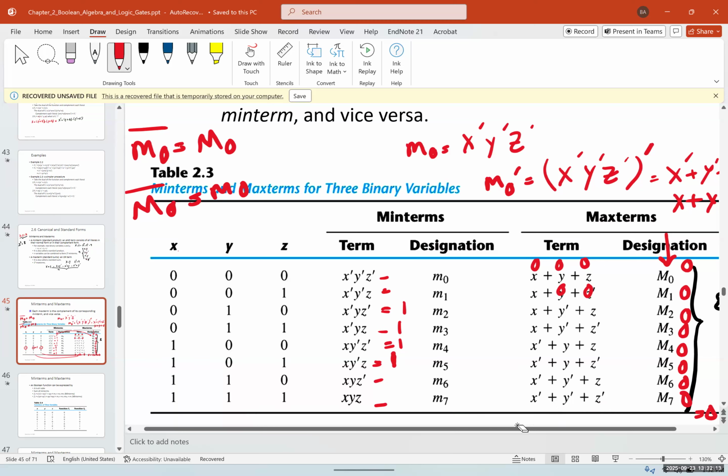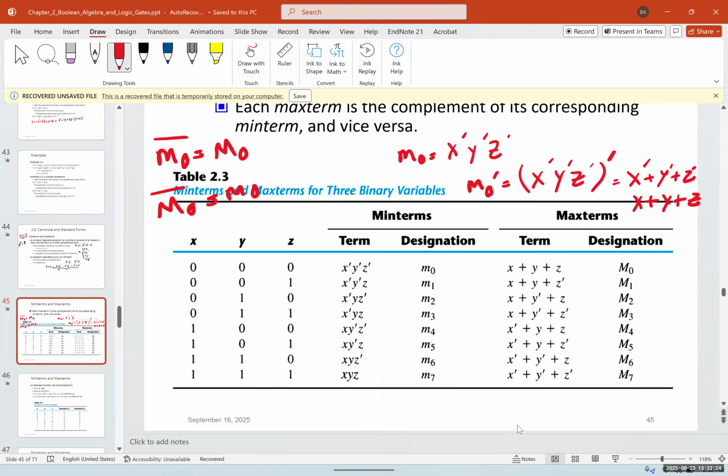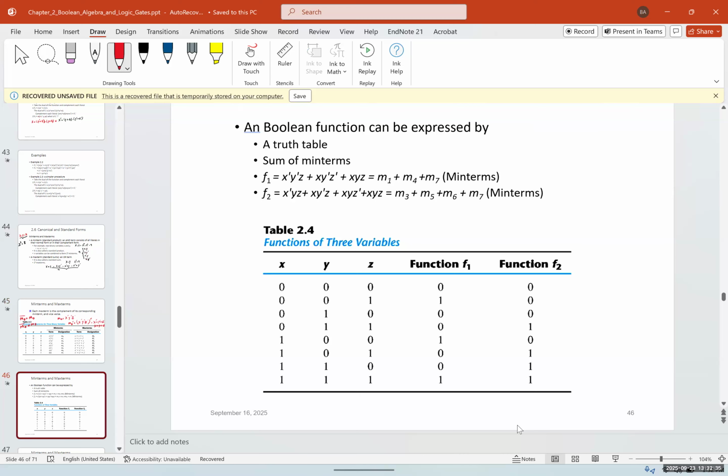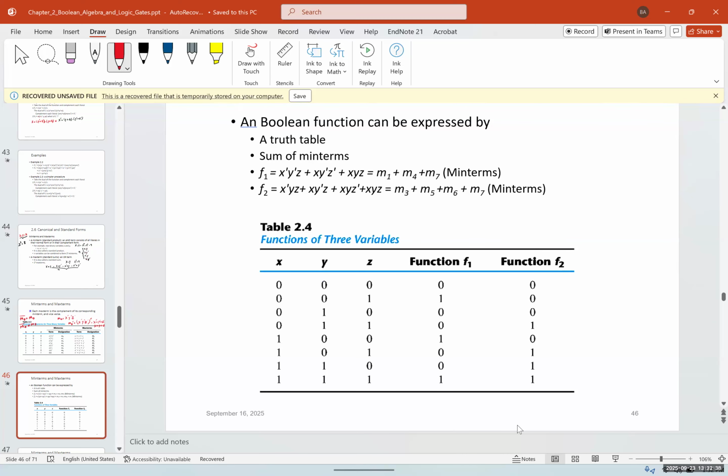You may think, why do we need this? I will show you in the K-maps that these are very helpful when you want to simplify Boolean functions. It's going to help you a lot. And you can literally write any Boolean function using just minterms and maxterms. And I'll show you with some examples how we do that. So a Boolean function can be expressed by a truth table or sum of minterms or the product of sums or product of maxterms.